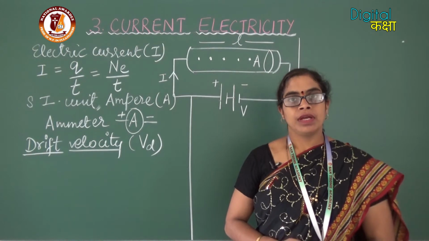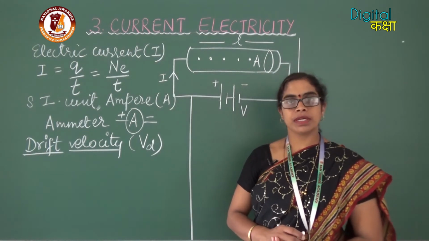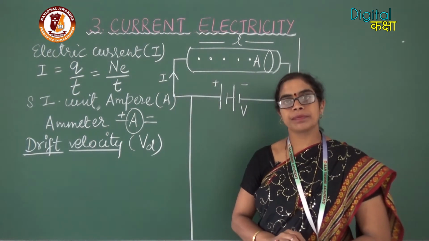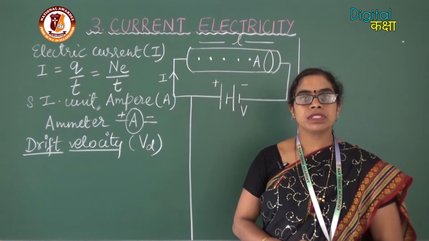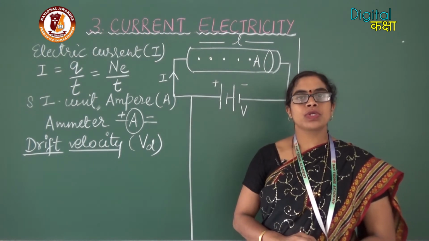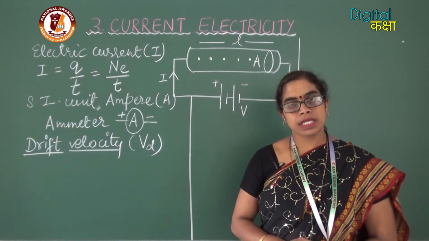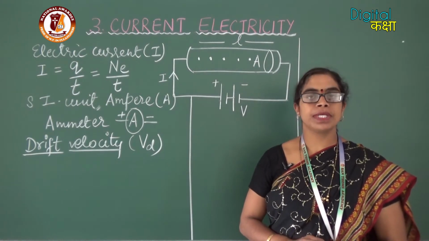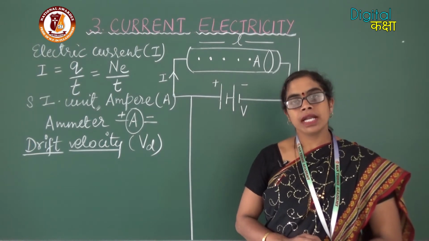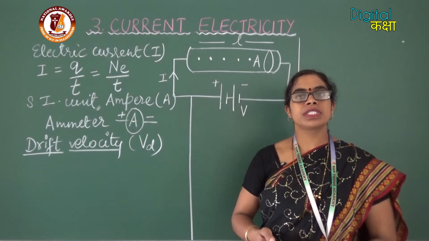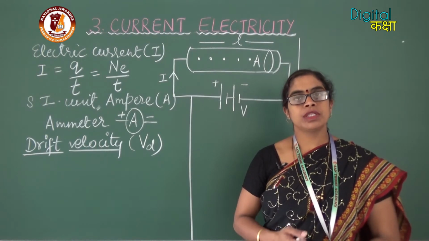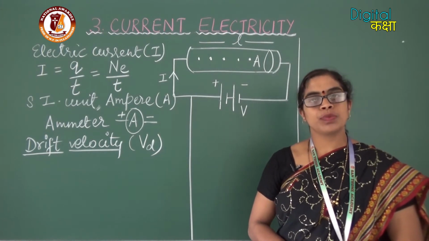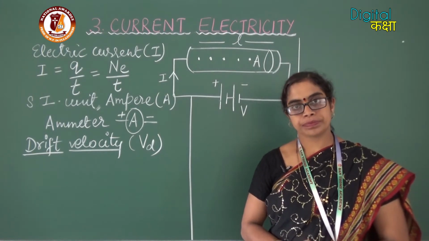One more thing to be understood here is that when a large number of free electrons are present inside the conductor, certainly when their motion starts, many of the electrons will collide with each other. Between two successive collisions, certainly there will be some time elapsed. That time which is elapsed between the two successive collisions of every electron also has to be taken into consideration.